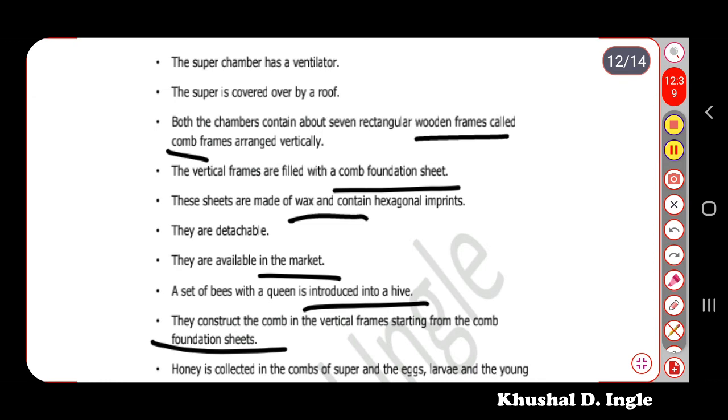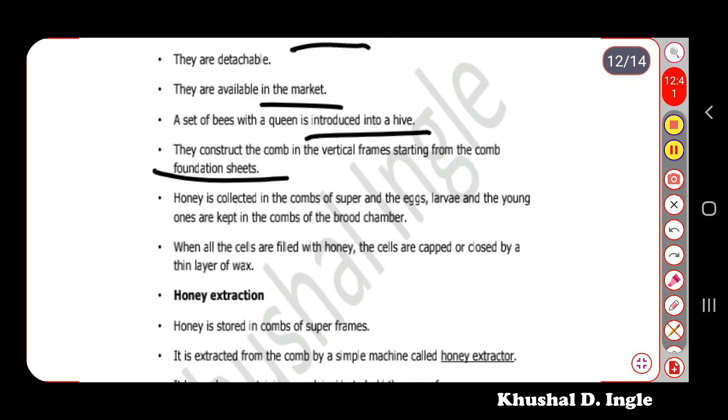Then honey is collected in the combs of the super chamber, and the eggs, larvae and young ones are kept in the combs of the brood chamber. We already discussed this, that there are two chambers: the uppermost, that is the super chamber or the honey chamber, and the lowermost, that is the brood chamber.